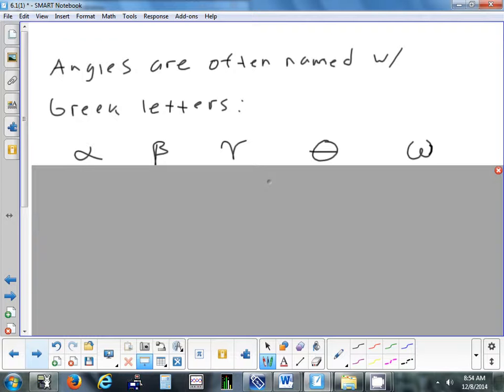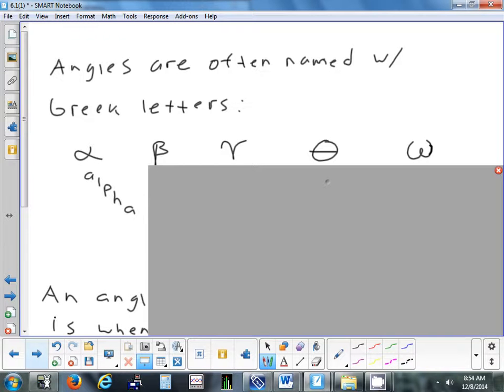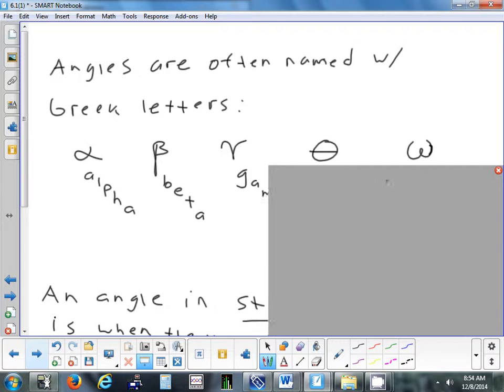Anybody know the name of the first one? The first letter in the Greek alphabet, that's alpha. How about the second one? Kind of looks like a B. Yep, that's beta. And the one here looks kind of like a Y, but one side is a little more curved and the other is straight, or maybe it looks like a bird. Anybody know what that one's called? Okay, that one is gamma.